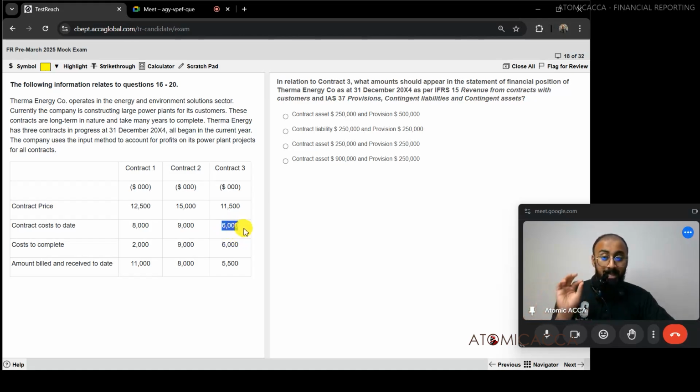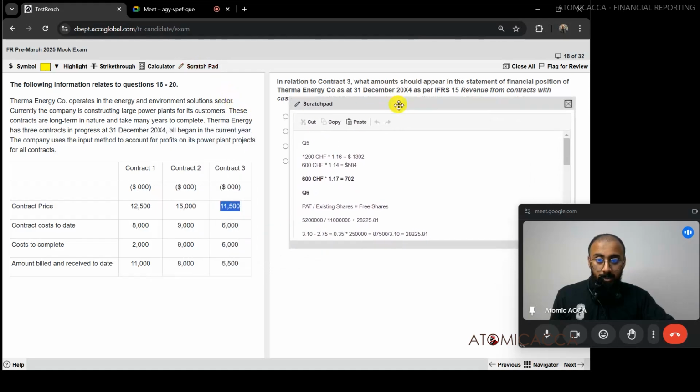So that is over. Second thing, I need to see, considering they have mentioned provision here, probably this is a loss making contract. So the total cost is 12,000, but the total revenue is 11,500. That means we are on a 500 loss as of now. Now, when it is a loss making situation, we have things to be careful with. We'll just use the scratch pad to demonstrate.